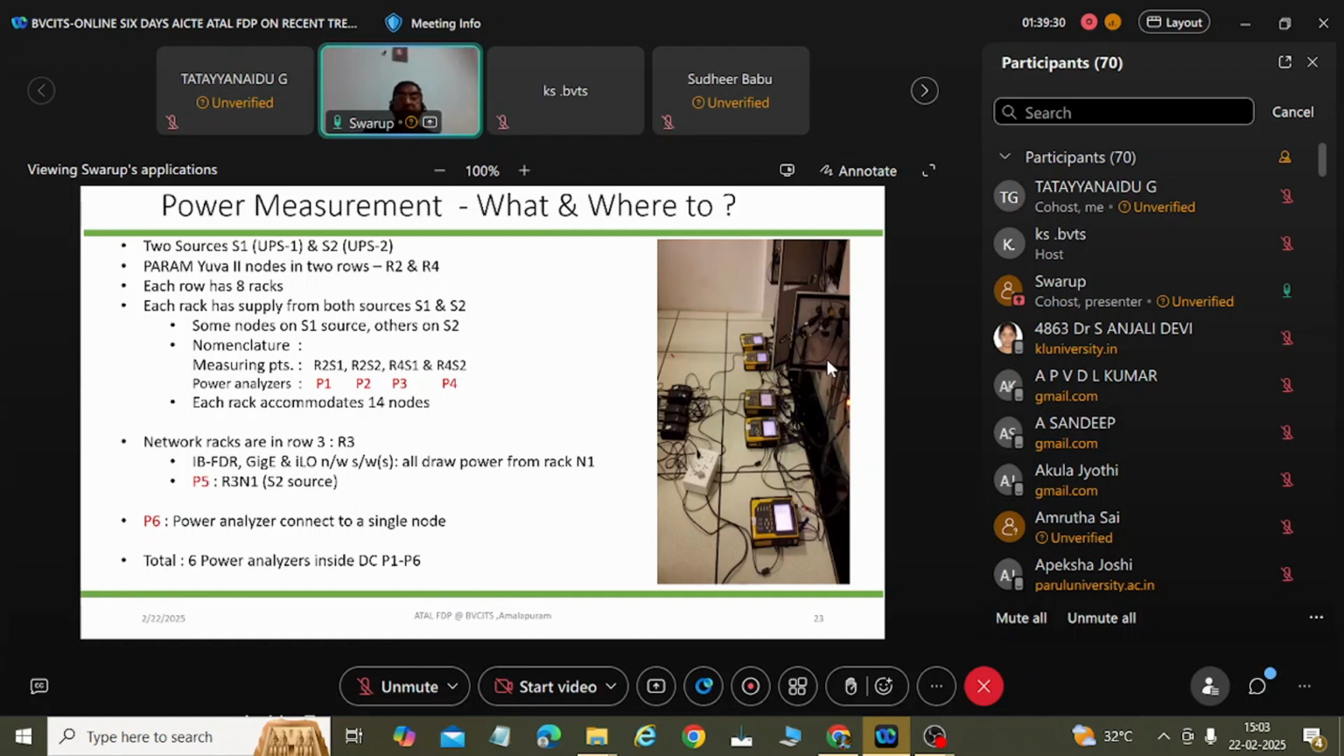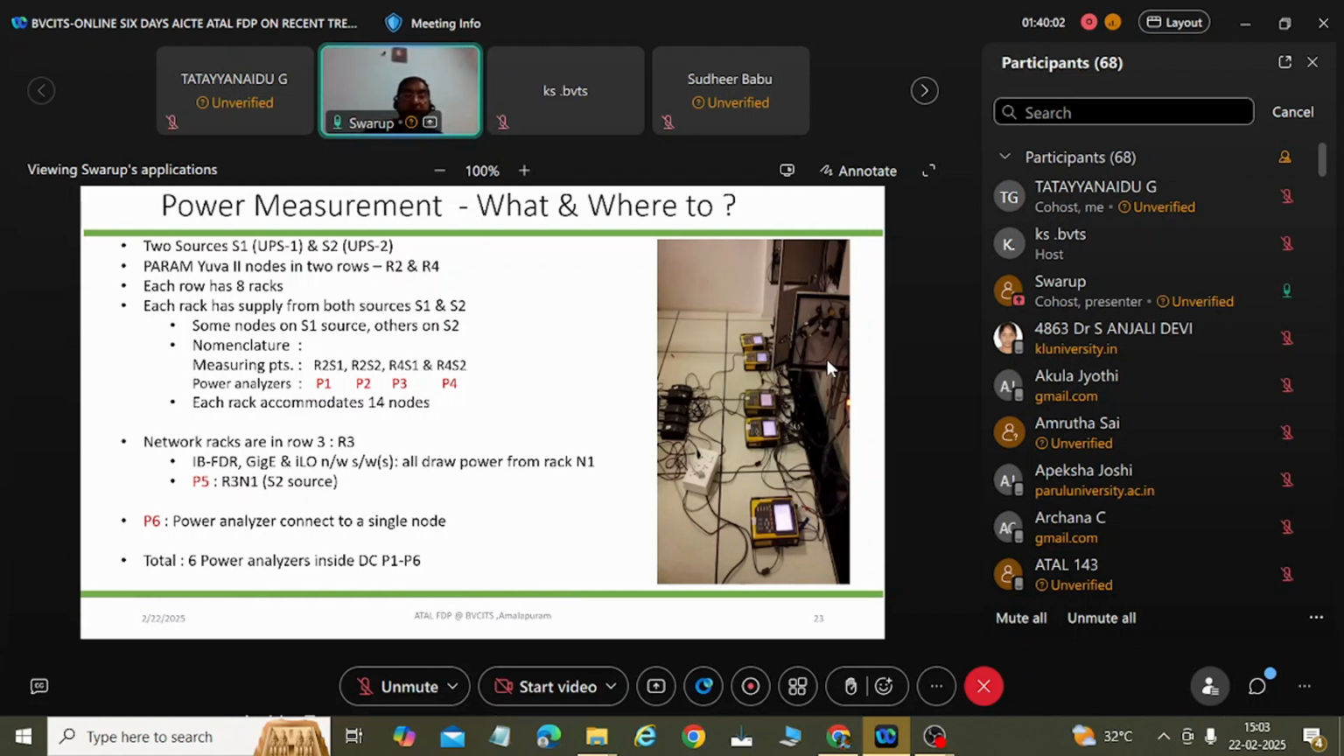Apart from that, what should I collect? I should also collect IB, that is the InfiniBand consumption. I should also be able to measure the gigabit Ethernet, and iLO, meaning the server management board interface. And all the power drawn with respect to that equipment, for source 1 and source 2. So when it comes to a single node, I will connect an analyzer to a single node.